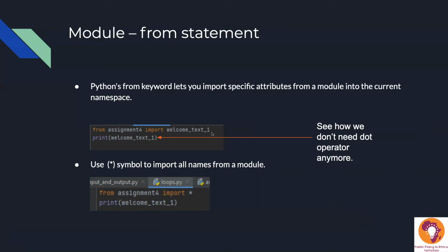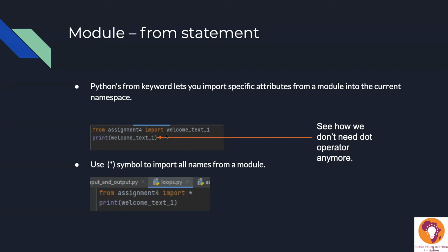And in this particular case, we're importing a variable, but this could be a function name. Say we had a function named like assignment 4 function 1. We could have imported the assignment 4 function 1 and then been able to use assignment 4 function 1 inside of this loops file. So now we don't need to use the dot operator anymore because we've imported welcome text 1 on its own. So it's independent from assignment 4 at this point. We don't actually need to reference it through assignment 4. So we can just output welcome text 1.